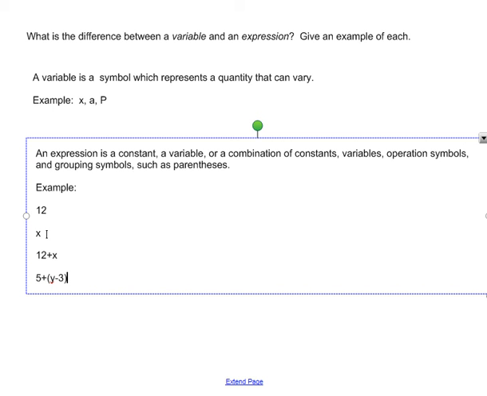So the difference is that an expression has lots more room in it than a variable. A variable is just a single symbol which stands for a quantity that can vary. In an expression, we can have variables, but we can have lots of other things that talk about the interaction of variables and constants using our different mathematical operations.